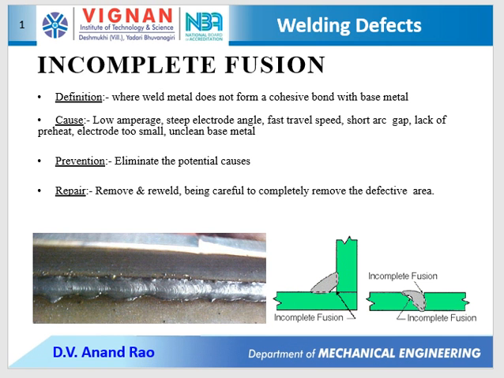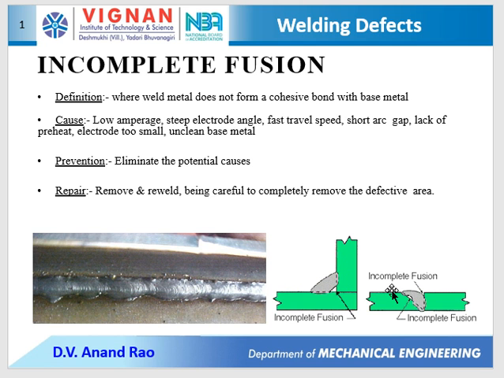Next defect. Welding defect is incomplete fusion. This name indicates that fusion is not completed. Here we can see this is an incomplete fusion zone. And here also we can see an incomplete fusion zone. It is nothing but weld metal does not form a cohesive bond with base metal. This region is called incomplete fusion zone.